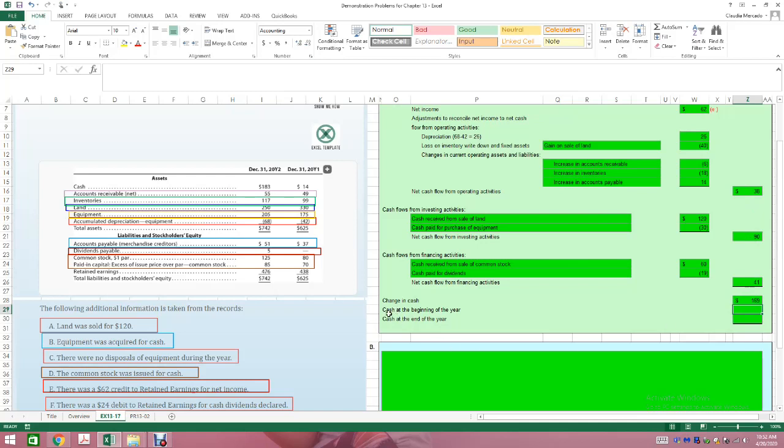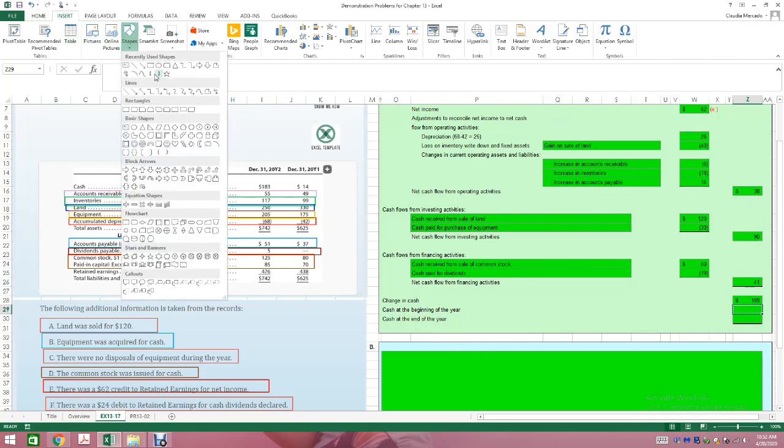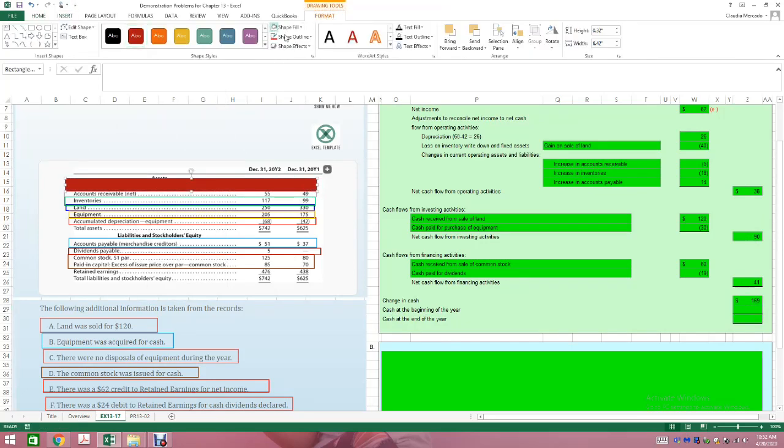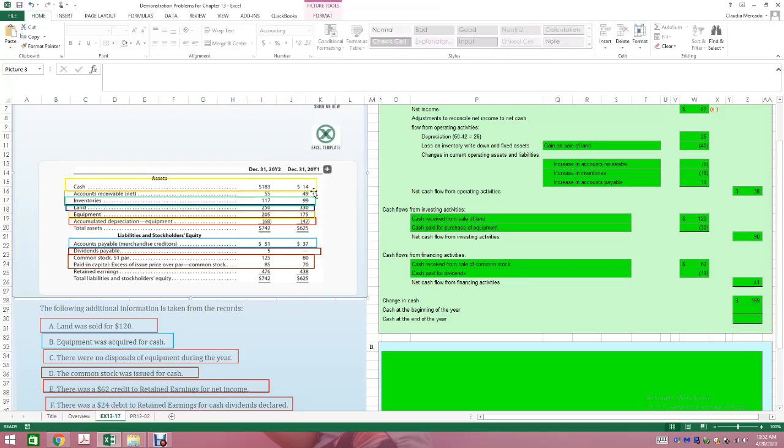Now, cash at the beginning of the year. We're going to look at our cash account right here. How much cash did we have at the beginning of the year? Well, we had $14 to start off with, and we ended up with $183. So our cash went up significantly. Cash at the beginning of the year was $14, that's coming from right here. Cash at the end of the period, $183.